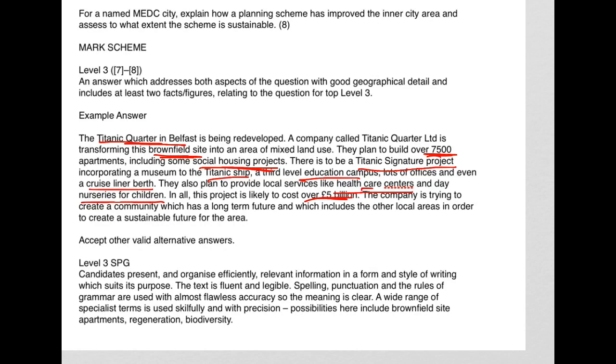The final statement from here to here says that the company is trying to create a community which has a long-term future and which includes the other local areas in order to create a sustainable future for the area. So that's the sustainable personal comment at the end, explaining how sustainable the scheme is.